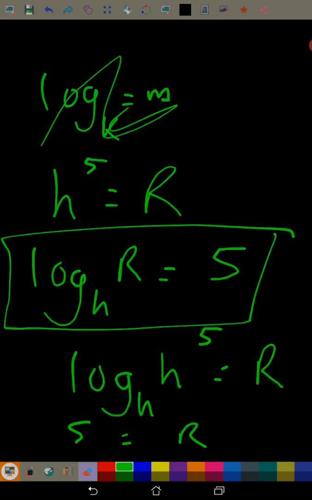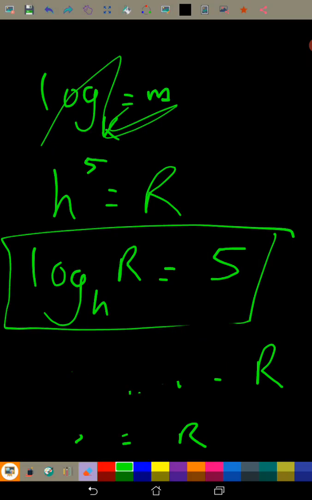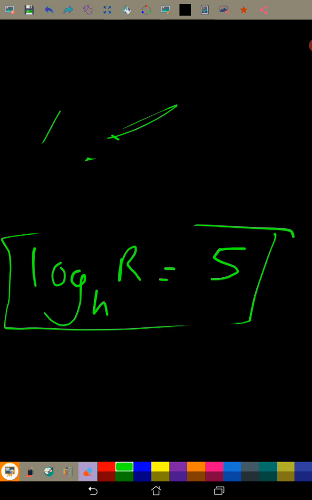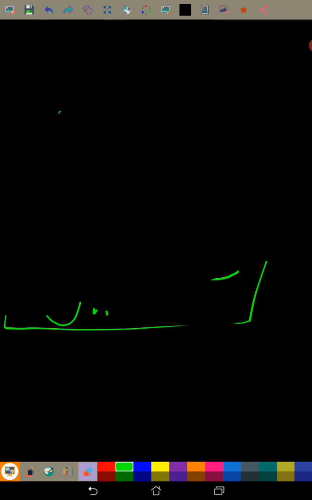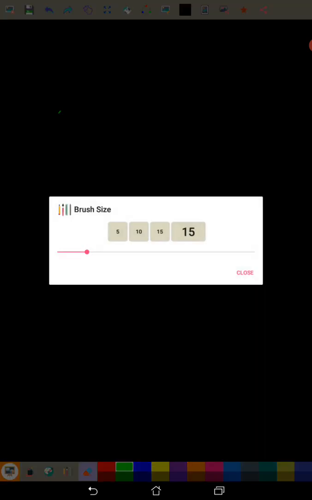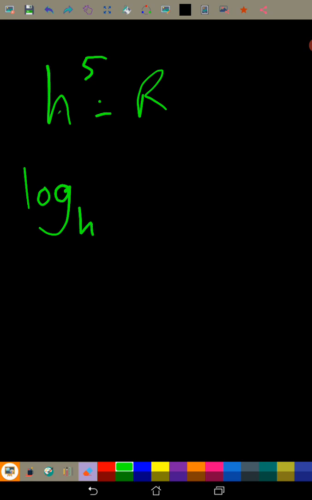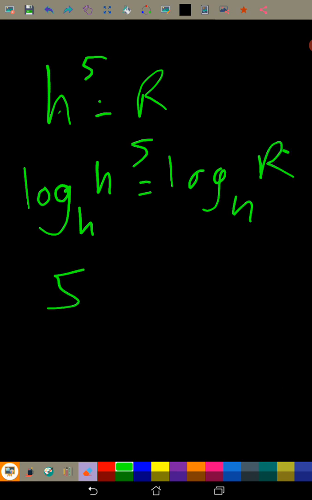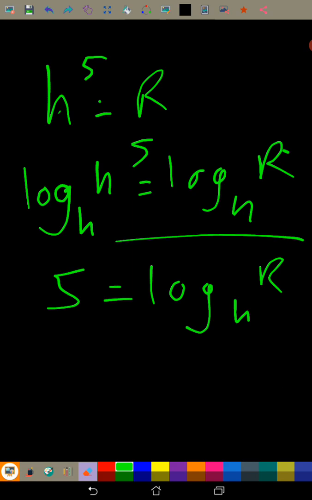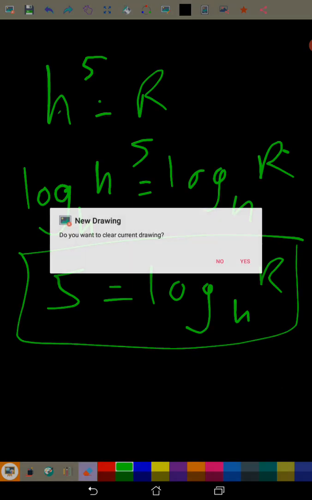Guys, I think I start to understand. Instead of losing time, you can get things done by just using real mathematics. So if you have h to the power of 5 is equal to r, we log here to the base of h, and we log here to the base of h. So this is going to be 5, and we are done with log base h of r. That's the answer. What was so complicated?